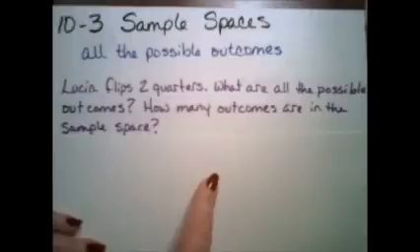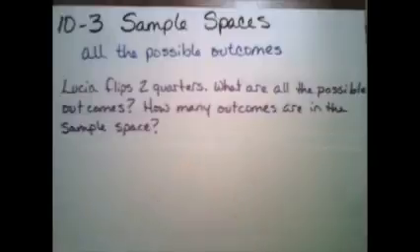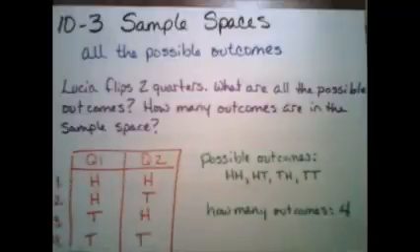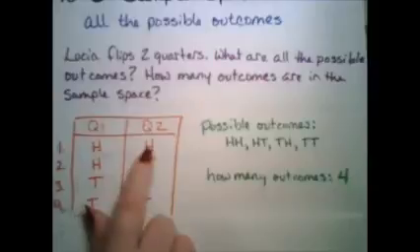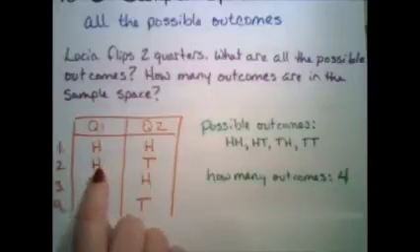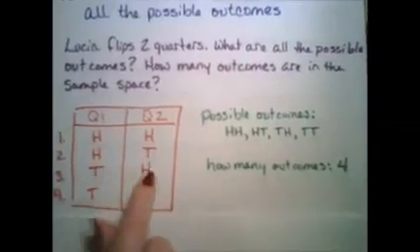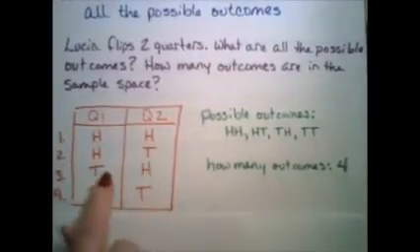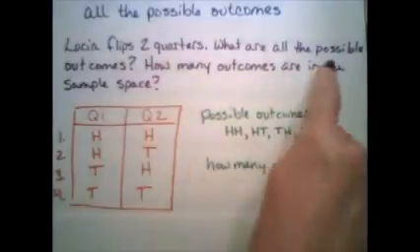But what are the possible outcomes if you flip 2 quarters? Well, you could flip heads on the first one and heads on the second. You could flip heads on the first one and tails on the second. You could flip tails and then heads, tails and then tails. So you have to walk through all of the possible outcomes and then answer the 2 questions.